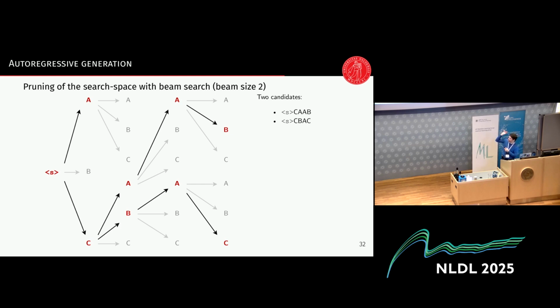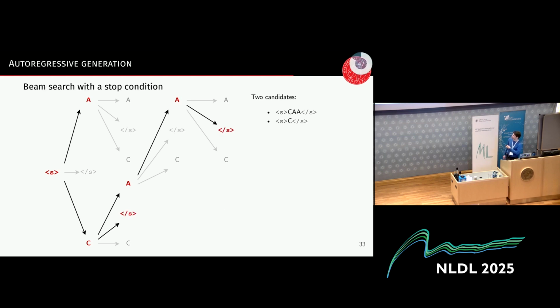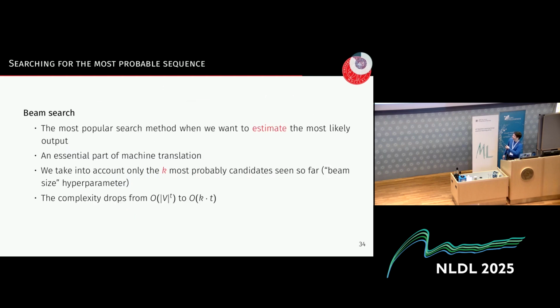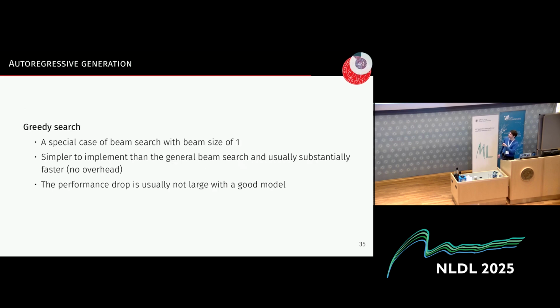So we again constrain ourselves to just these 2, and again have a look at all the possibilities of the next symbol. Again, just pick 2 and so on. And by doing this, we have now moved away from this exponential complexity to just simple linear complexity. Of course, now it's just an approximation of the most likely sequence. We will not get the actual most likely sequence, but this is usually good enough. So this is how we estimate the most probable sequence.